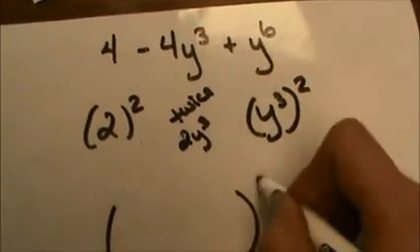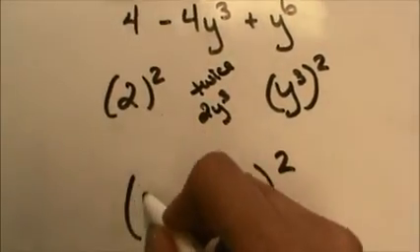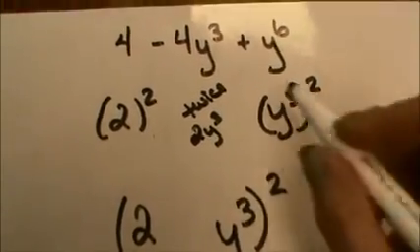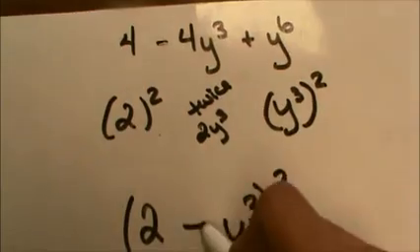Now I can factor it. My first term is 2. My second term is y cubed. And I'm going to use a negative because there's a negative sign right there.